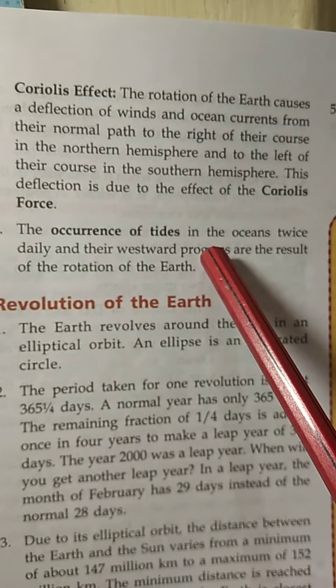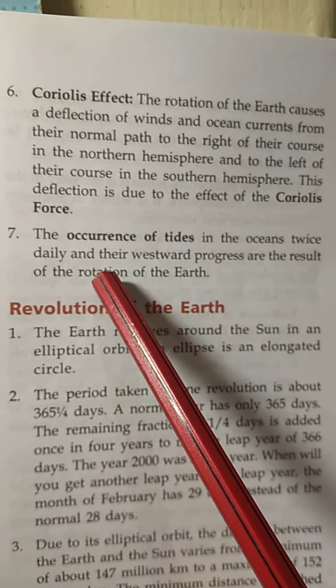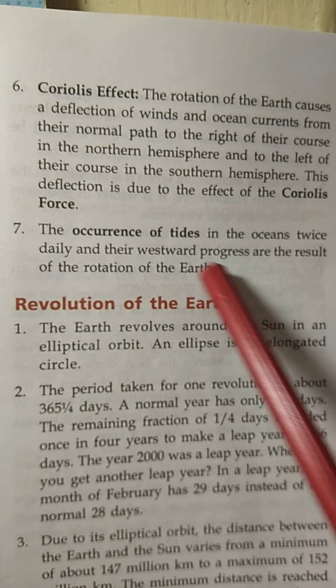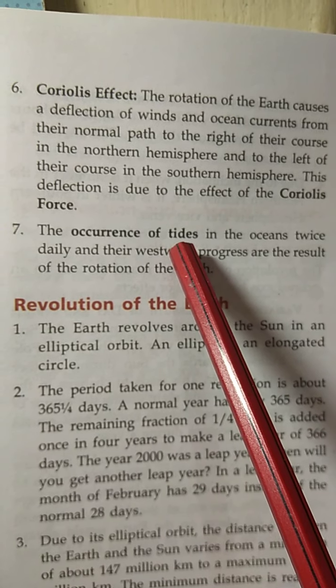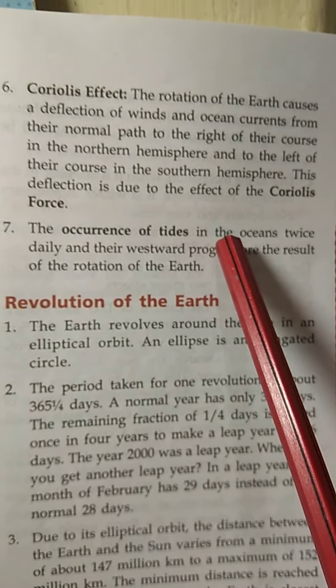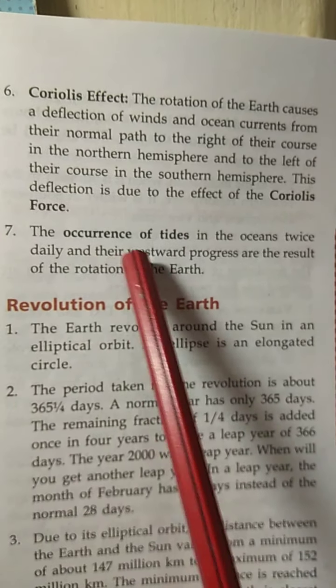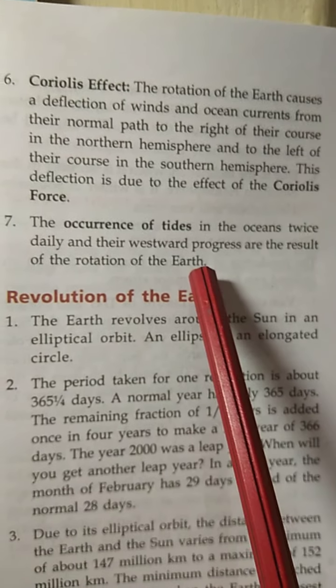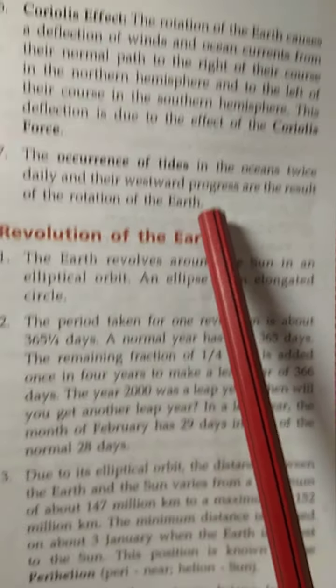The occurrence of tides in the oceans twice daily and their westward progress are the results of the rotation of the earth. So the occurrence of the tide is also due to the rotation of the earth, and particularly their progress towards the west is also because of the rotation of the earth.